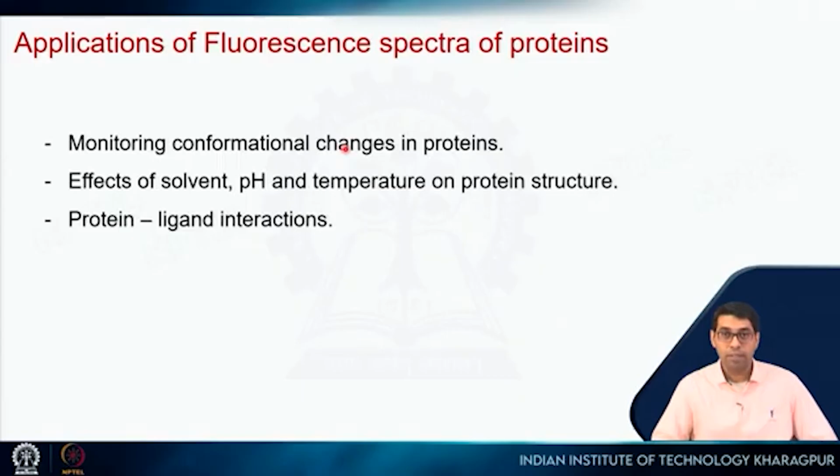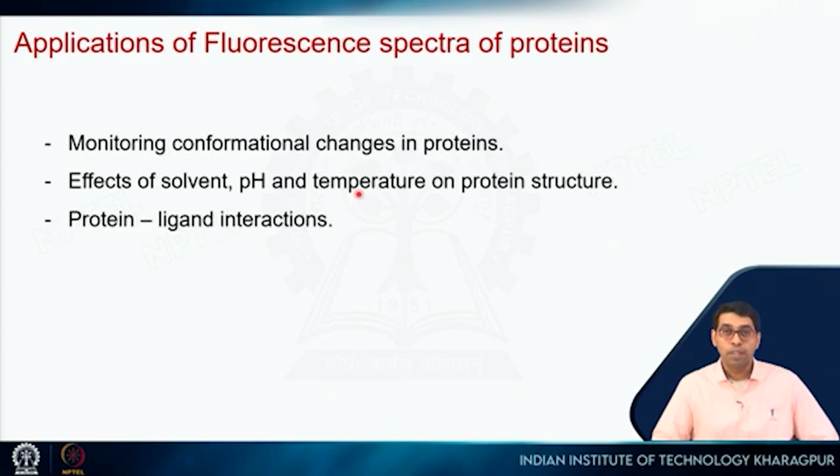It can be a change in intensity, or it can also be a change in the wavelength of the emitted fluorescence, and from that you can determine conformational changes. The same conformational changes can also happen as a function of solvent, pH or temperature. For example, you want to look at the denaturing of your protein as a function of temperature. As you increase the temperature, your protein unfolds.